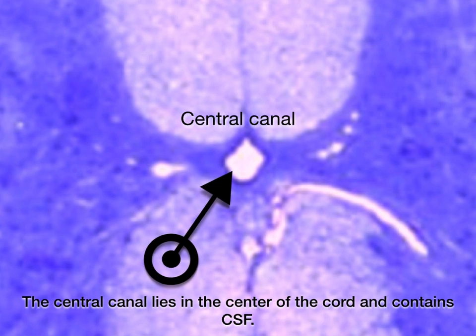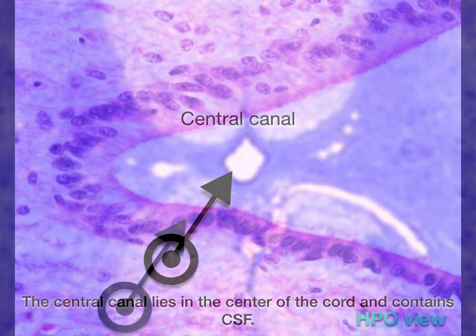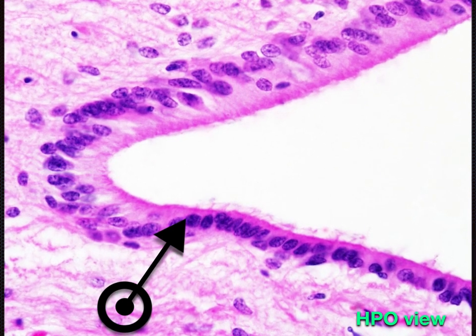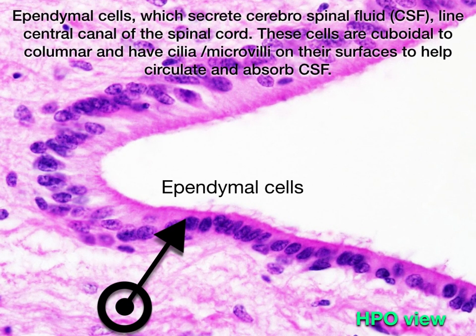The central canal lies in the center of the cord and contains CSF. Ependymal cells, which secrete CSF, line the central canal of the spinal cord. These cells are cuboidal to columnar in shape and have cilia or microvilli on their surfaces to help circulate and absorb CSF.